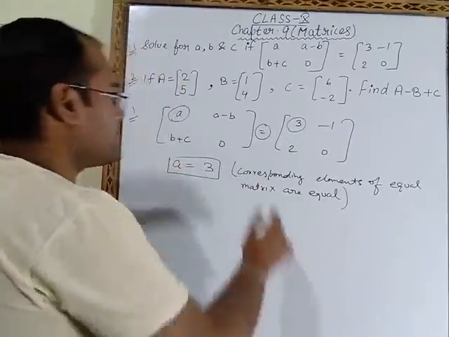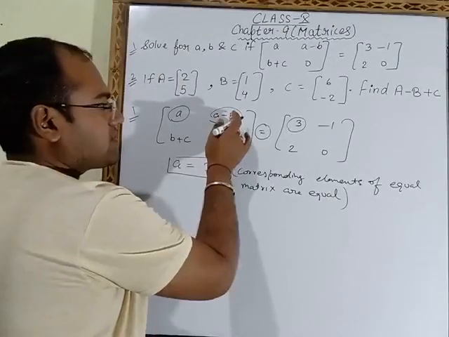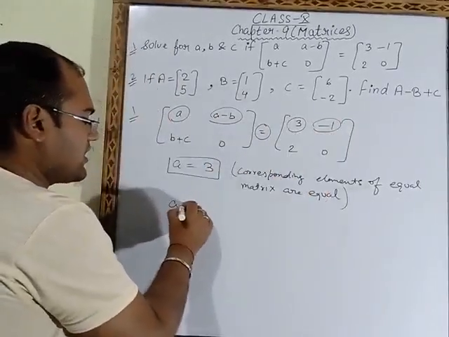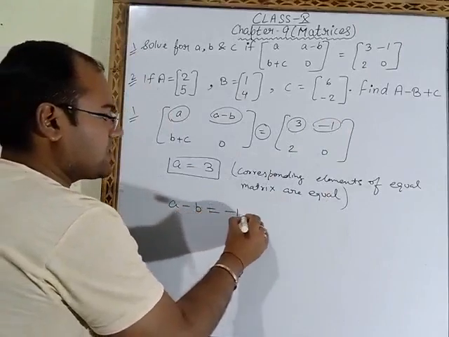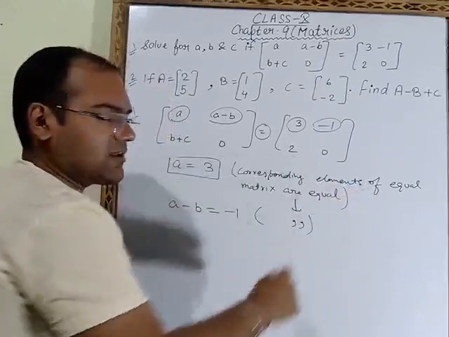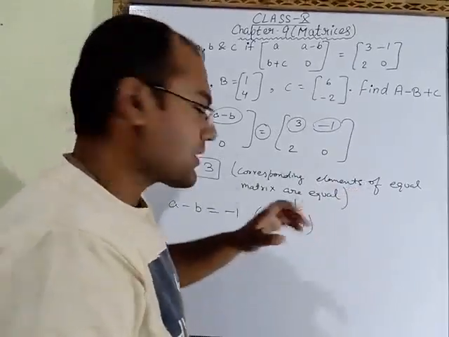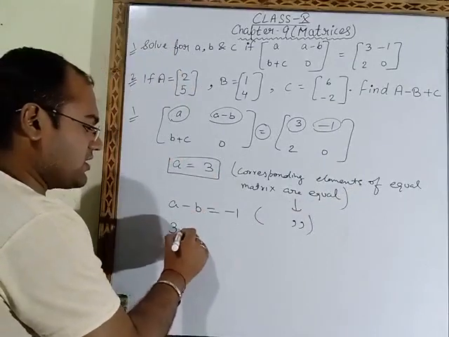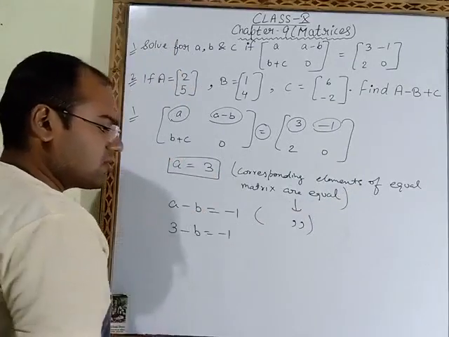In the same way, this second element will be equal to this second element. So you will say that A minus B is equal to minus 1. The reason is the same as you had written here: corresponding elements of equal matrices are equal. But the A value we already found. A value is 3. So we will put here 3 minus B is equal to minus 1.